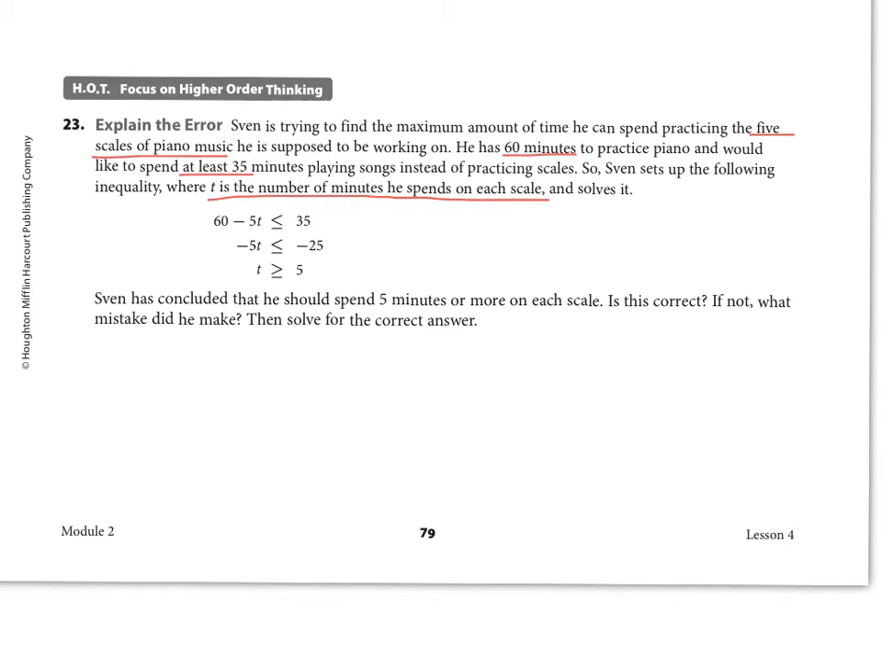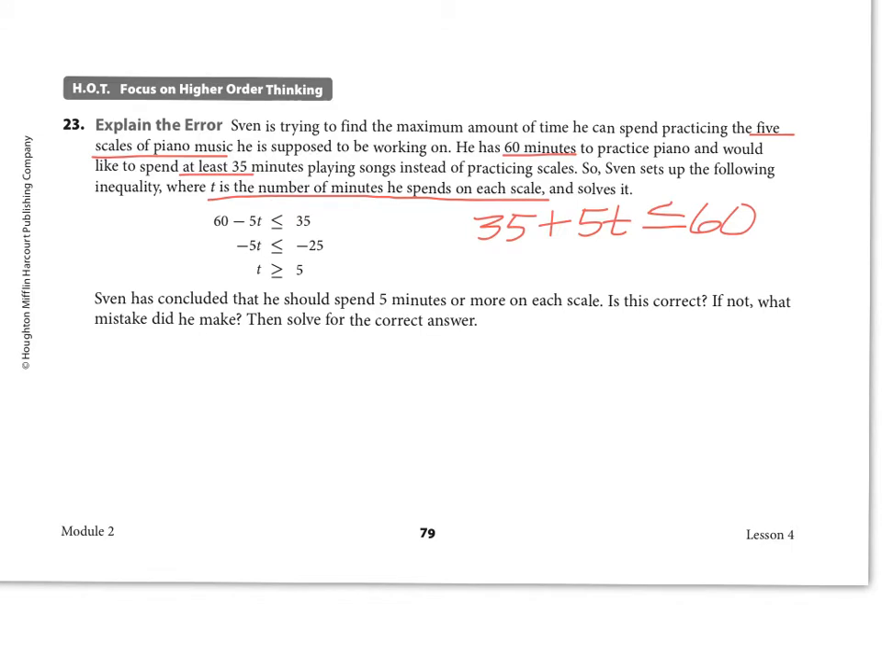Here's the problem with this. He has set it less than or equal to 35. Well, remember, 60 is the total amount of time he has to practice. So he wants at least 35 minutes of playing songs plus 5T, 5 scales at T minutes per scale, and all of that together has to be less than or equal to 60. That's what our inequality should be.